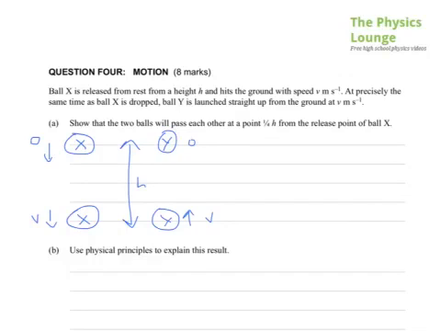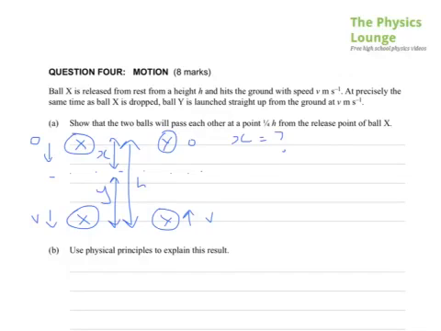Okay, A, show that the two balls will pass each other at a point 1/4 h from the release point of ball X. So from the top, we're looking to find a distance that is 1/4 h. I'm just going to call that x, and we're going to call the bottom section y. So x just deals with what we're looking for, so we're trying to find x, and y is going to be something that we'll use just to do some equations and things. But anyway, so we're showing the two parts.